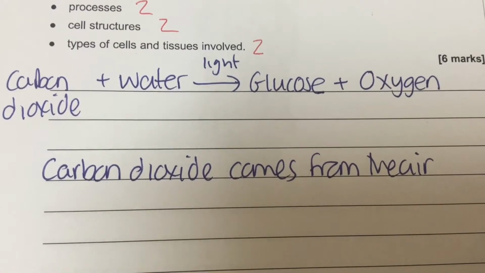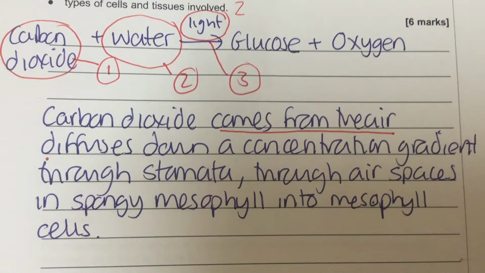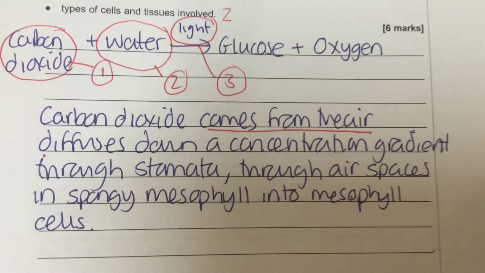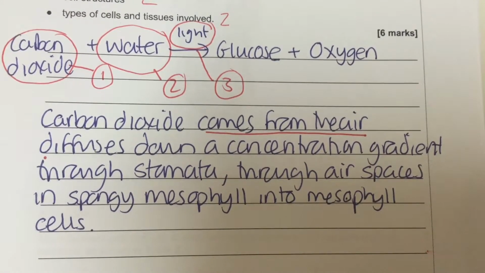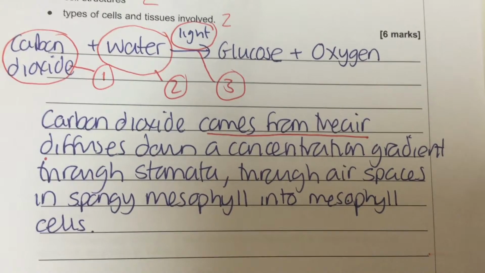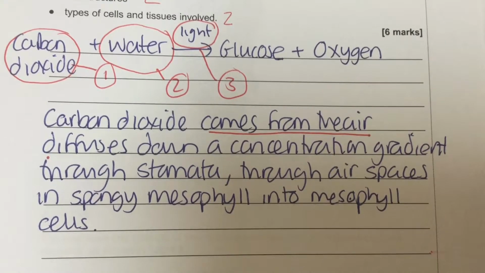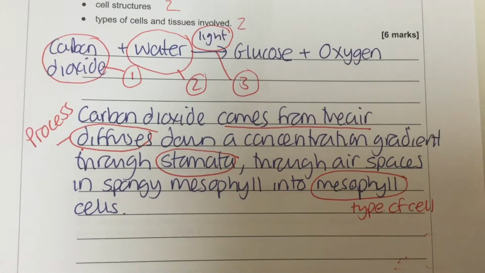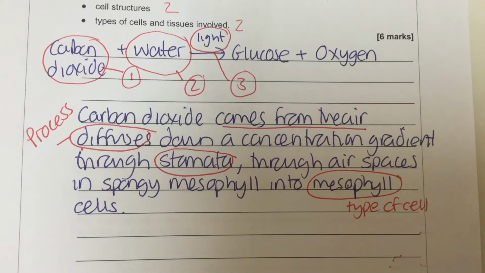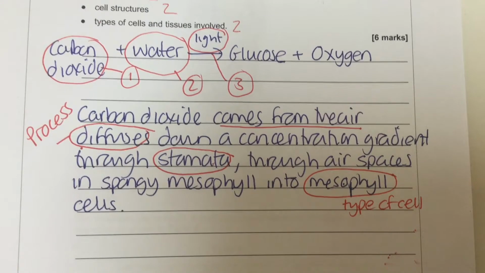So the first thing that we're going to say is that carbon dioxide comes from the air. There's no marks for that, but it just gives our answer some context. The next thing we're going to say is that it diffuses down a concentration gradient. Now straight away I've mentioned a process, diffuses. We're going to say it moves through stomata. I've talked about a cell structure. Through air spaces in the spongy mesophyll into mesophyll cells. So there I've mentioned the spongy mesophyll, which is a tissue, and mesophyll cells, which is a type of cell. And so there in my first paragraph, I've talked about processes, cell structures, and types of cell.